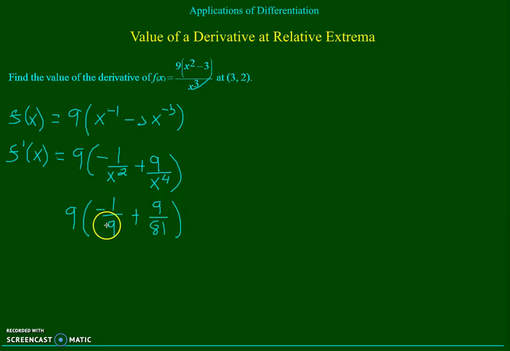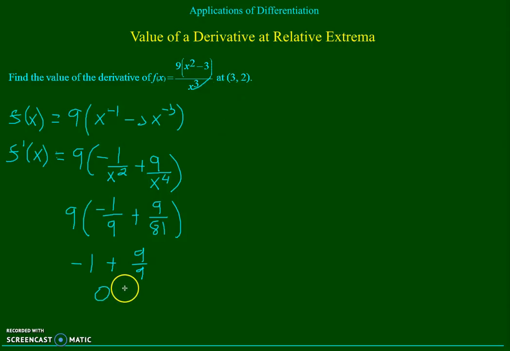So when we multiply these out, we get -1 plus 9 divided by 81 is just 9. So this is 9 over 9, which is just 1. -1 minus 1 is 0. So the derivative of this function at 3, 2 is 0.